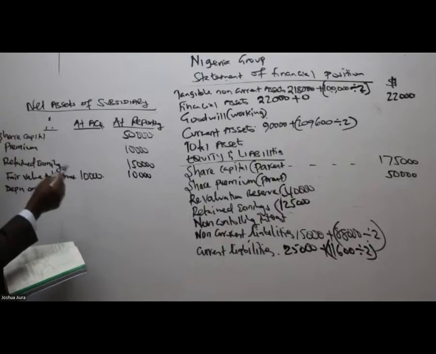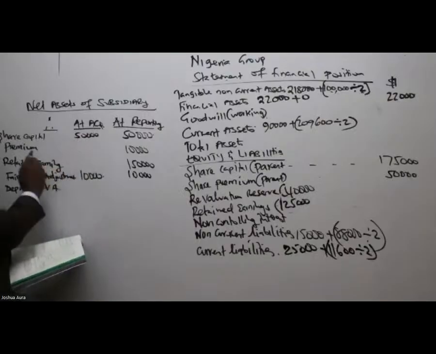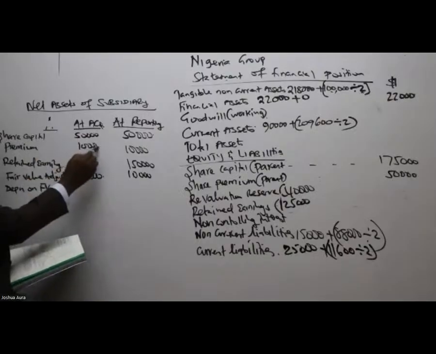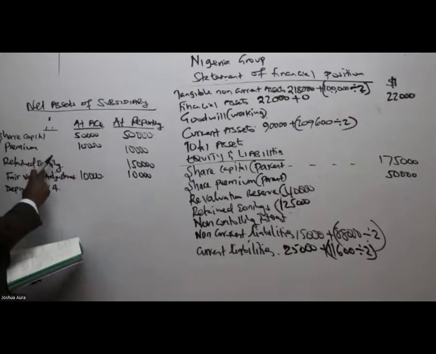The same case with share capital. Share capital at reporting and share capital at acquisition must always be the same, 50,000. Same case with the premium. This has to be 10,000. What is different always is the retained earnings. Retained earnings is normally different.